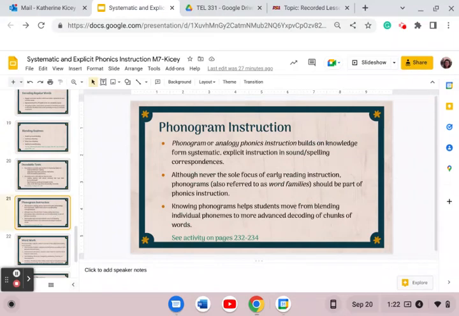Phonogram instruction: building knowledge for systematic instruction in sound spelling correspondence. This is where you hear the sound and how do you put it with the letter. Although never the sole focus of early reading instruction, thinking of phonograms or word families should be part of phonics instruction. And there's a really great activity in your book on pages 232 to 234 to really go into that idea of word families and how that could be not only part of phonics instruction for reading, but also for spelling.